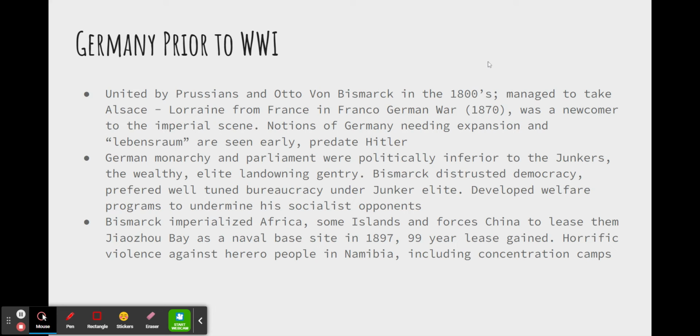Now, Germany prior to the First World War was, for a long time anyway, a collection of states going all the way back to Napoleon Bonaparte's time. They were always a group of divided people who shared a common heritage and often a common language. In the latter half of the 1800s, they were united by Chancellor Otto von Bismarck and the Prussians. They managed to take Alsace-Lorraine from the French in the Franco-German War, which saw the beginnings of the German state as an imperial and political force to be reckoned with.